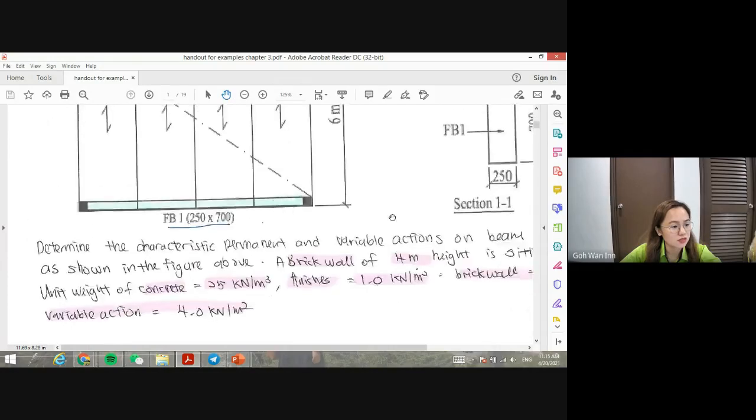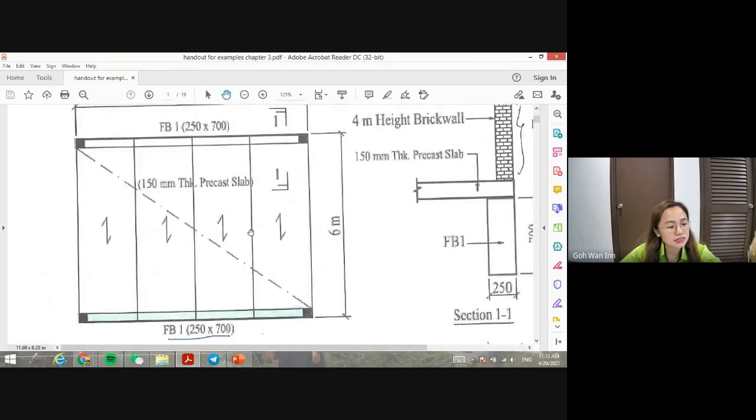Let me go to this one. This is the one-way slab, right? Means it will only distribute to one side, to FB1 here and FB1 here. The load will not go to the left or to the right. It will go to this beam and this beam only.